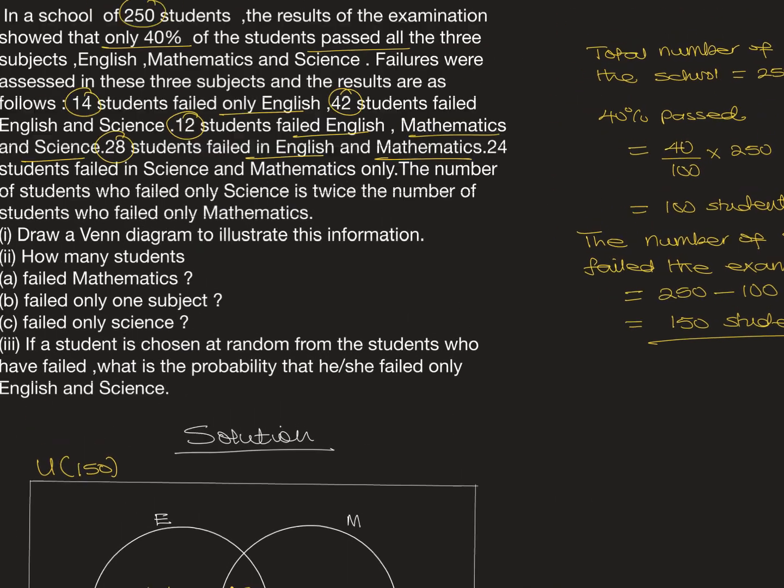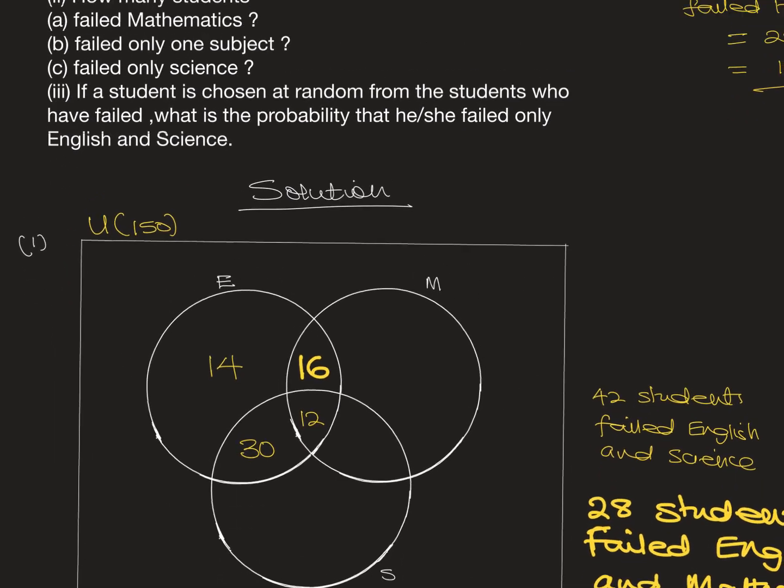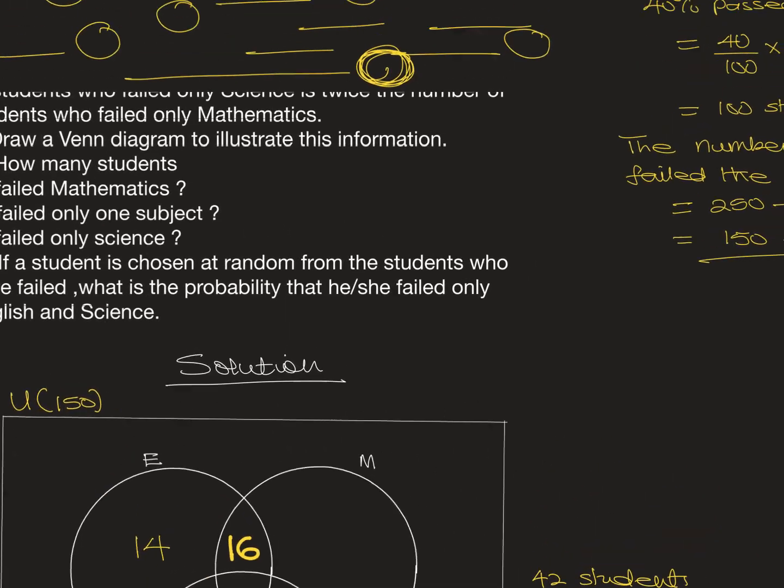Moving on, it says 24 students failed in science and mathematics only. Be careful here, the word only has been used. So that is 24 students have failed science and mathematics only. Where do we have that? Science and mathematics only is this portion here, and we said is 24 students. Okay, a lot of tricks in this question. 24 students have failed science and mathematics only.